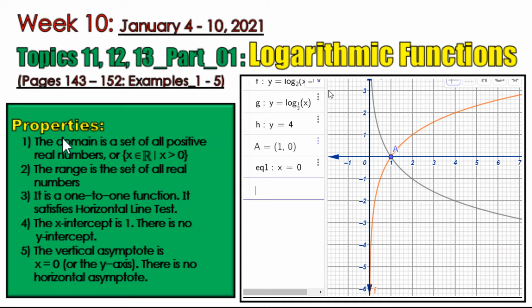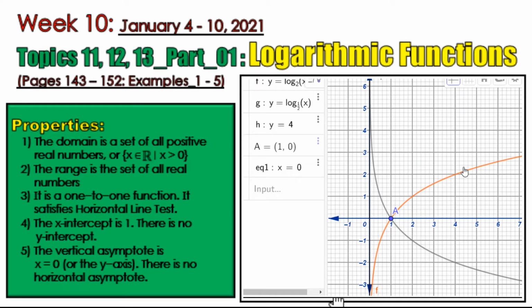So there is no horizontal line being approached by these two graphs, and these two graphs will never intersect. So since our range is a set of all real numbers, therefore there is no horizontal asymptote.